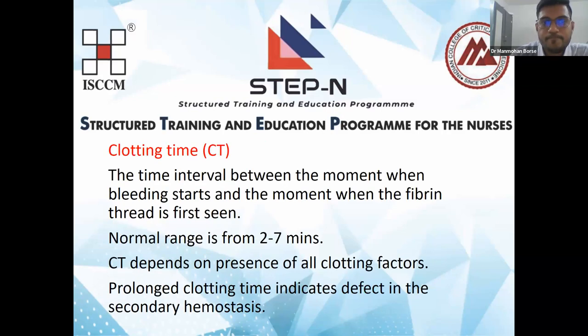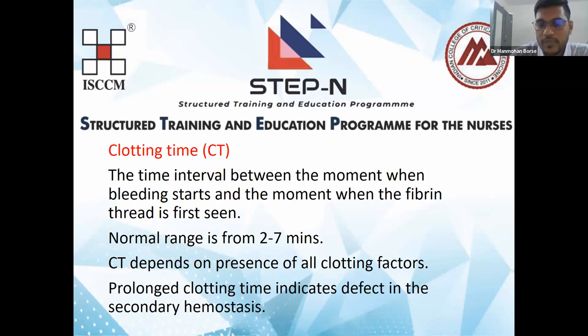Okay. Going ahead with clotting time, the definition of clotting time is the time interval between the moment when the bleeding starts and the moment when the fibrin threads are first seen. So where do we see the fibrin? Fibrin is actually formed in the coagulation cascade, which is nothing but secondary hemostasis. So if you ask me, bleeding time is assessment of primary hemostasis and clotting time is assessment of secondary hemostasis. The normal duration for clotting time is 2 to 7 minutes. And it depends on the clotting factors. Okay.